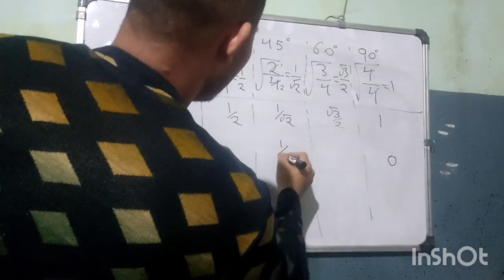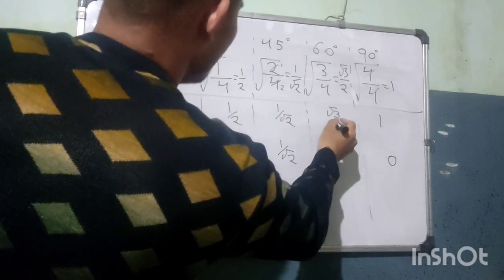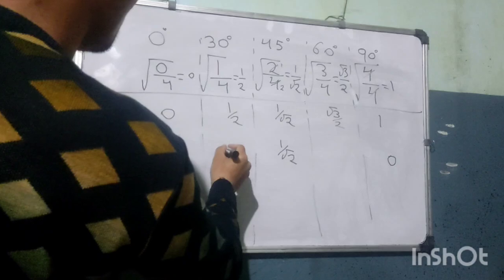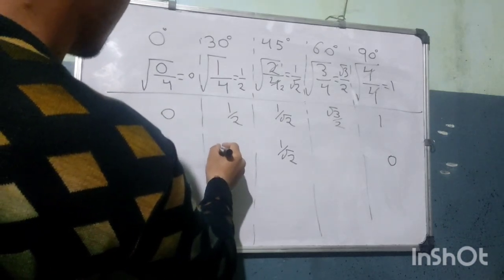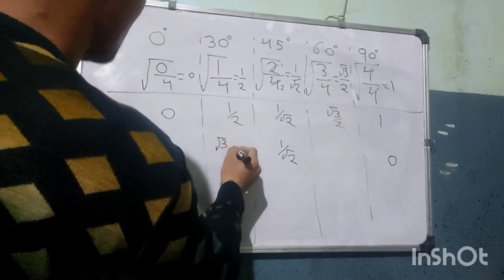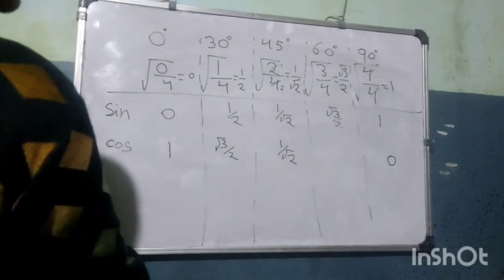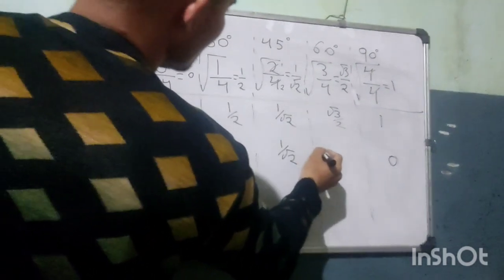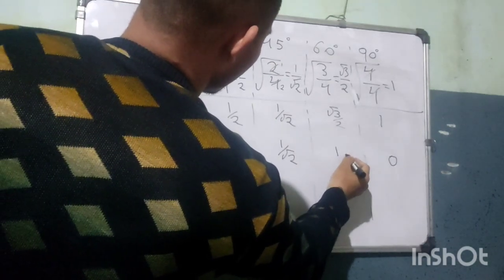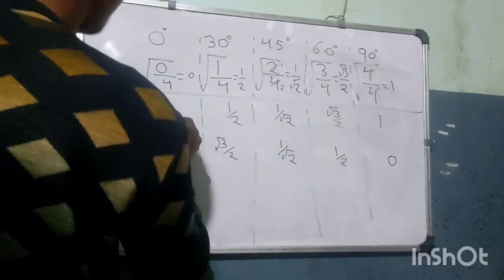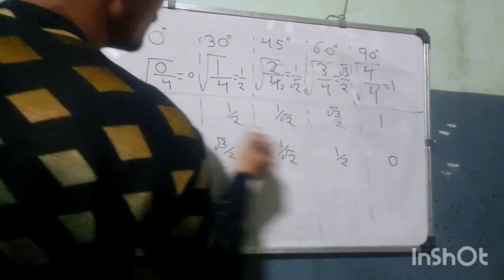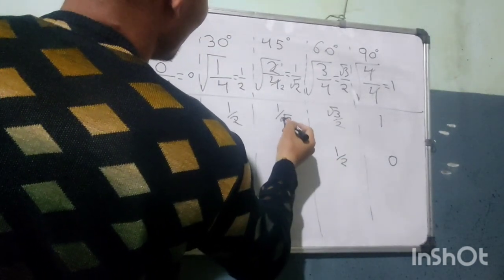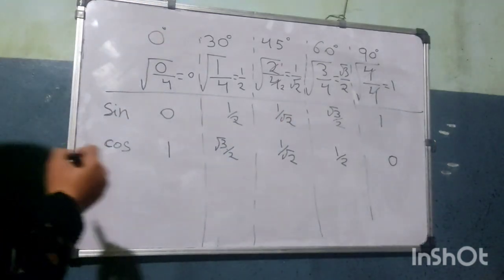Sin 60 degree is equivalent to cos 30. That is root 3 by 2. The cos 30 is equal to what? Sin 60.